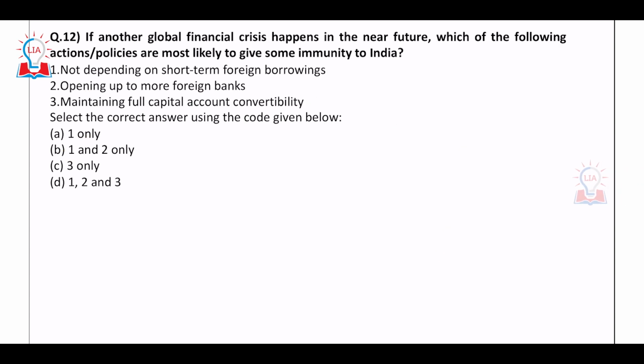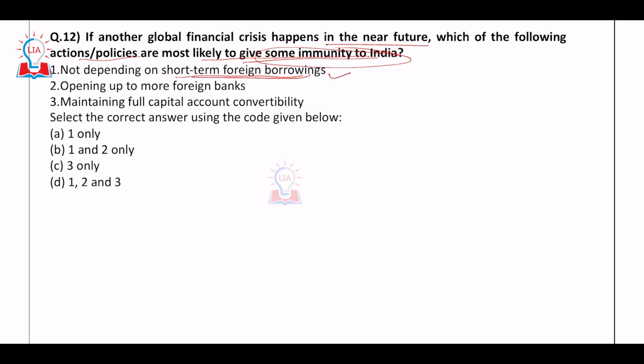B only. Okay. Next, if another global financial crisis happens in the near future, which one of the following actions or policies is most likely to give some immunity to India? So giving immunity to India, right? That's what we are supposed to focus on. Basically, anything risky you are supposed to eliminate. If you don't depend on short-term foreign borrowings, is it good or not?